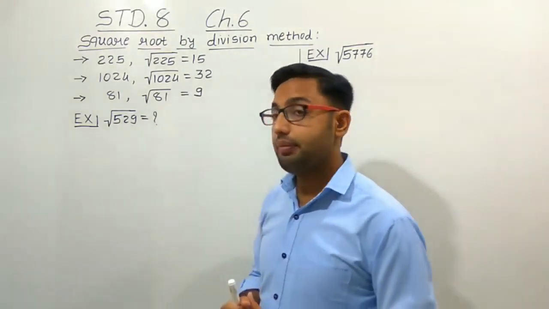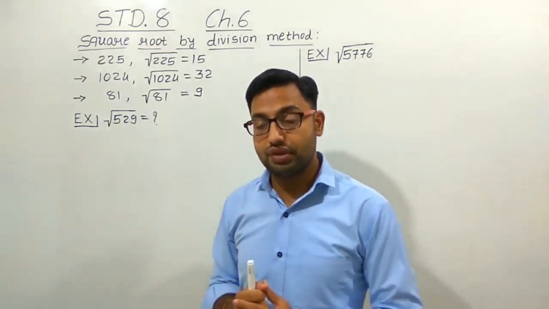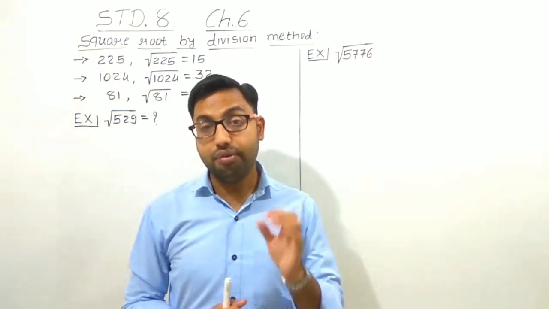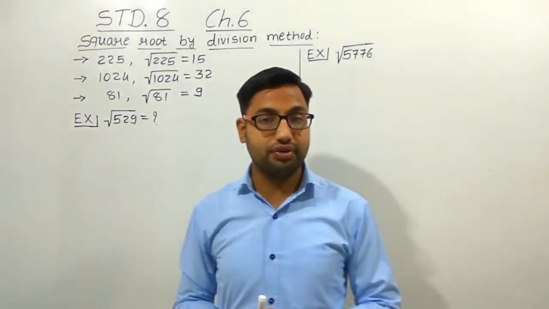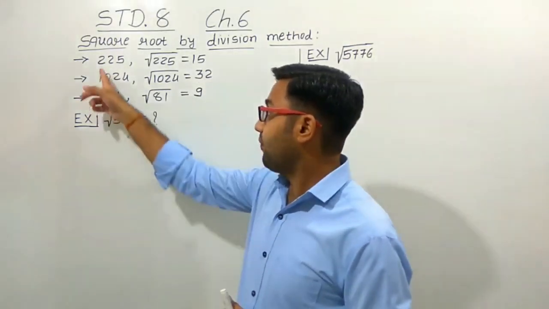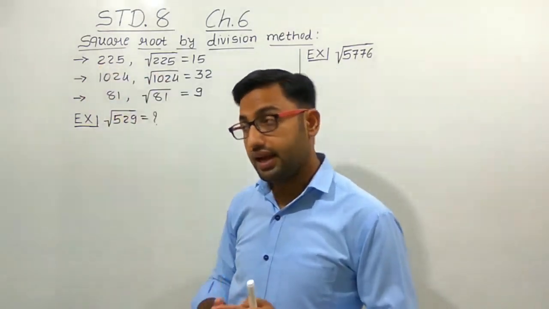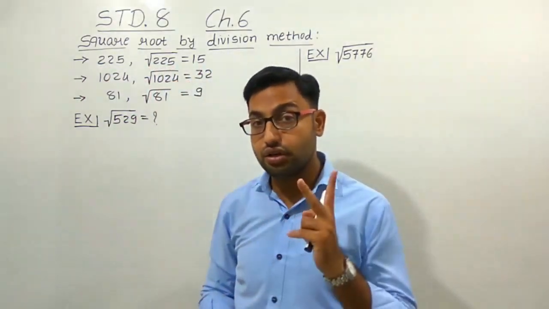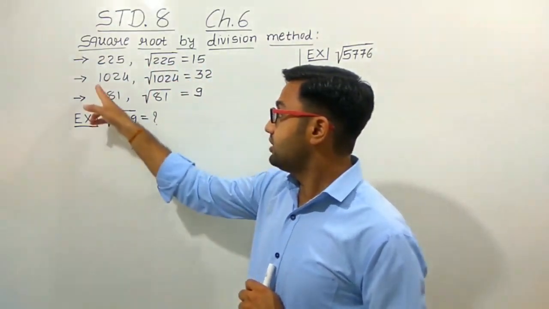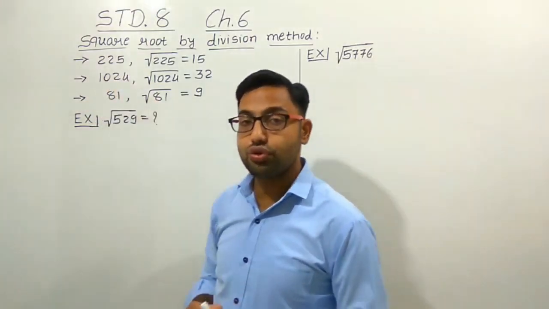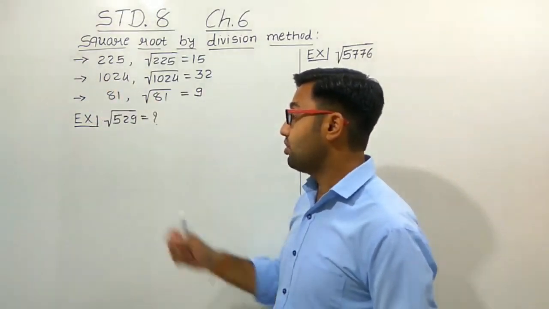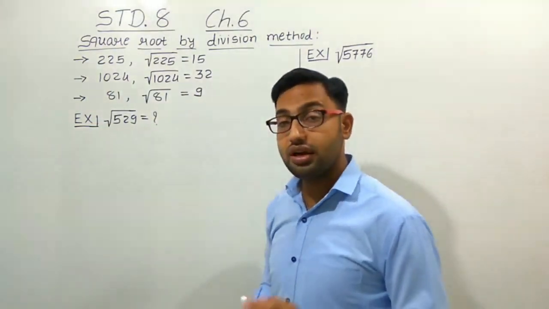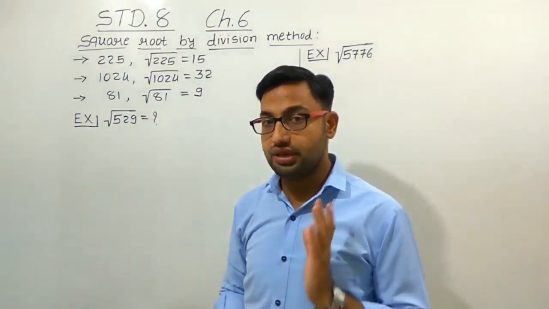the division method. Before we start this method, first of all we have to be clear about how many digits we get in the square root of the given number. Like this is a perfect square number, 225. If we find the square root, how many digits do we get? We get 2 digits. This is also a perfect square number, 1024. And when we find the square root, we get 32. Again see, 32 is what? 32 is a 2 digit number.